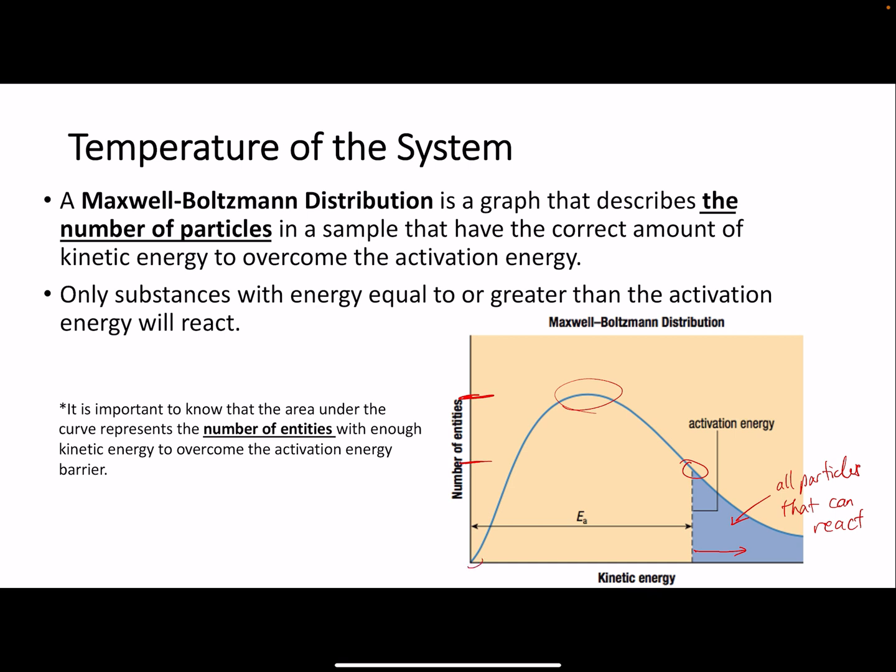The lower it gets, again, no particles have zero kinetic energy. They all have some. Most particles have an average amount, and maybe a third of particles in a sample right off the bat have enough kinetic energy to react. And again, this kinetic energy helps determine if they can reach the activation energy or not. So pay attention to the axes on this point.